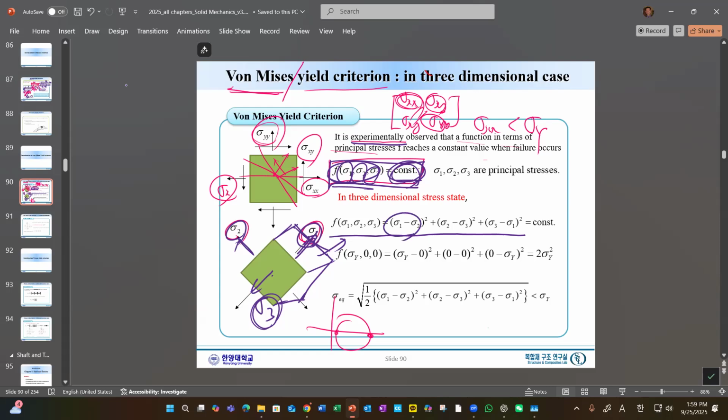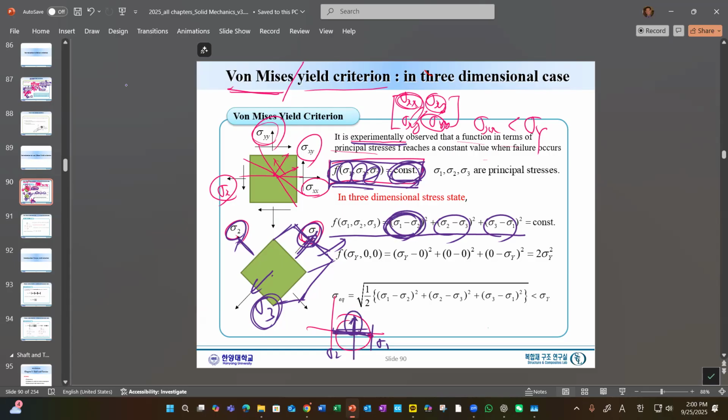Now sigma 1 minus sigma 2 squared, 2 minus 3, and 3 minus 1. I just want to tell you what this means. I mean sigma 1 minus sigma 2. This is sigma 1 minus sigma 2, and the minus means, what does it mean? This is a radius or diameter, which is the same as this shear stress.